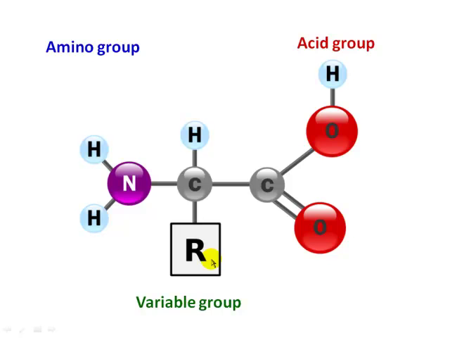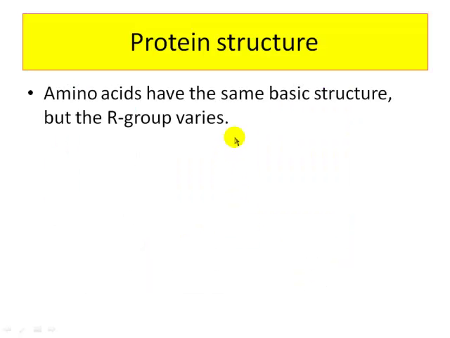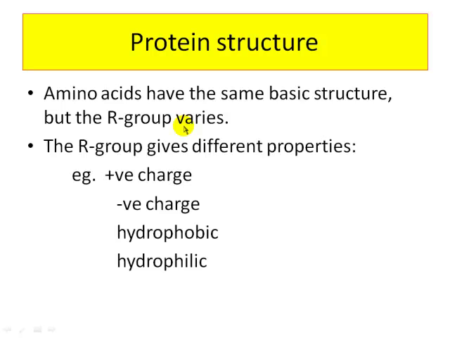Let's have a look now at the most simple of all the amino acids. This is glycine. Now glycine, remember the R group? Well, the R group here is simply H. That's all there is to it. Okay, so glycine is the simplest of all the amino acids. Now all amino acids, as I said, have the same basic structure. That's the amino group, the carboxylic acid group, but it's the R group that varies.